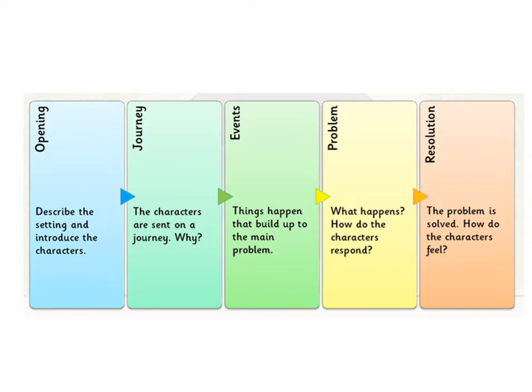Next up, we have the journey. Journey is the next part of the story. So the characters are sent on a journey. Think about why. Why are they sent on a journey? Okay, so that is the next part of the story. Then we have the main events. Things happen that build up to the main problem in the story. The events that happen in the story.